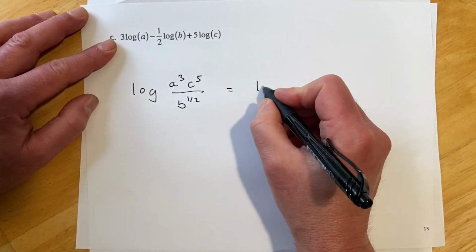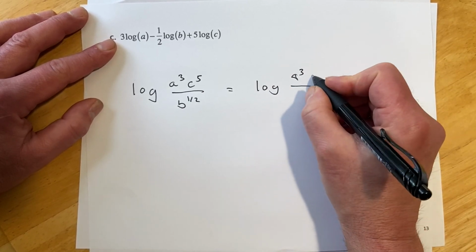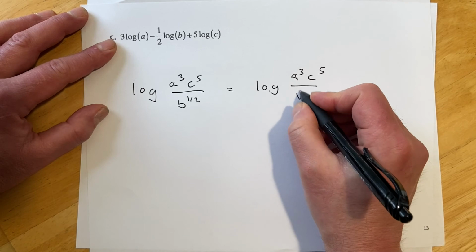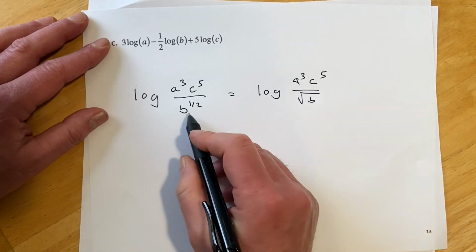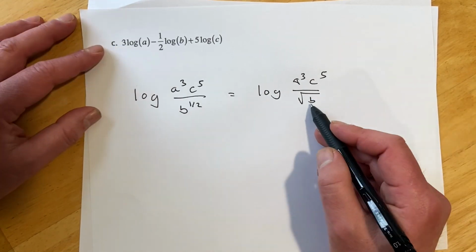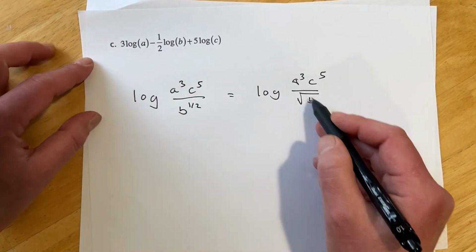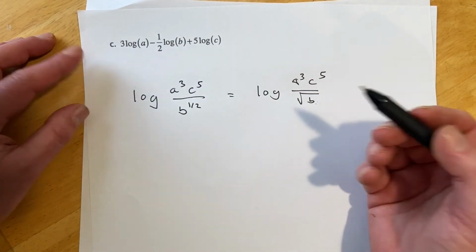The other way to write that is log of a cubed c to the 5th, and then square root of b. I think the computer should take the 1/2. If not, use the root. And the other reason I want to point it out is because if you have the root and you're trying to get to here, you've got to know to make it the 1/2. Cool.